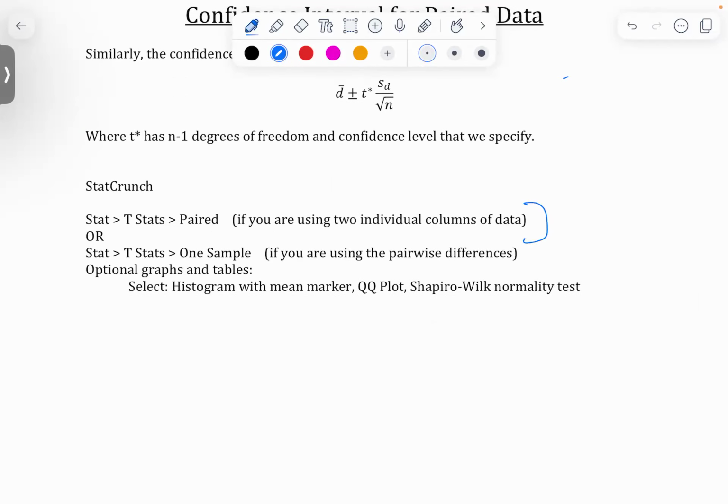To that end, you can do this in stats, t-stats, paired, or you can do it with stats, t-stats, one sample, assuming you have the pairwise differences. If you don't have those and you have two columns of data, then you need to do it with the paired option.